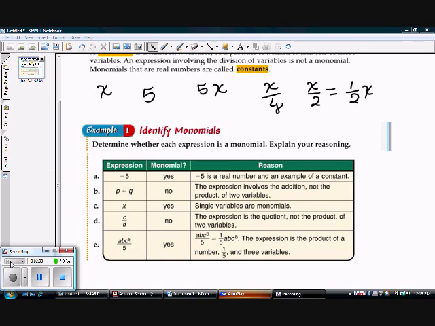Okay, did you say yes for -5? It's a real number, and it's an example of a constant number. Did you say p plus q was? It's not because you're not multiplying. That would really be a binomial because you have two terms added together. X is yes. What about c divided by d? Remember, it can't be if they're divided by another variable. And then a, b, c to the 8th over 5. Yes, because you can write that divided by 5 as times 1/5. Good job.